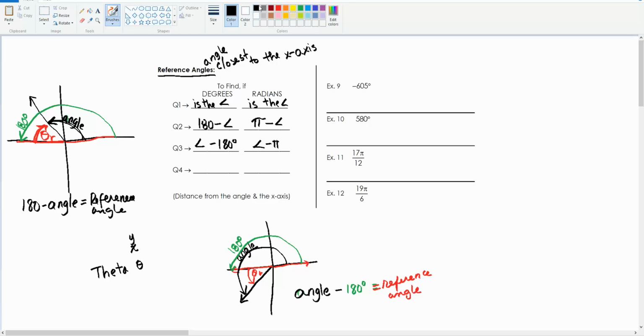All right, the last quadrant. Remember, the reference angle is the one that's closest to the x-axis. So if you're in the 4th quadrant, you could be over here. So where is your x-axis? It's going to be this one or this one. So where are you closest to? This way or this way?